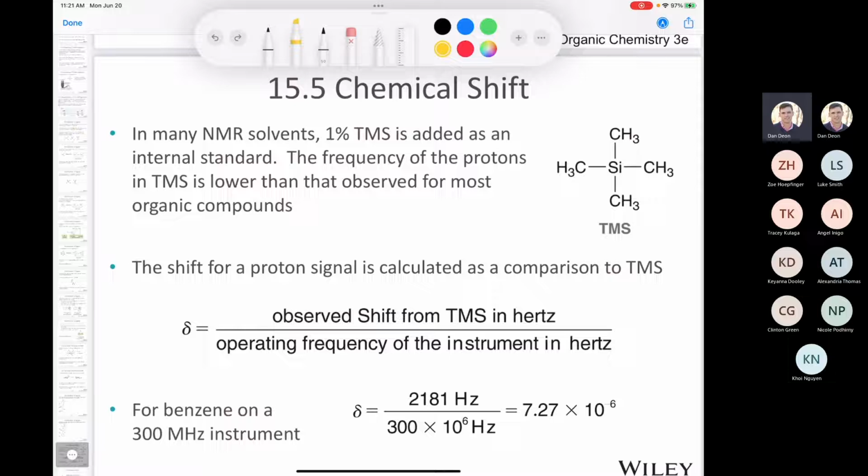It says here that in many NMR solvents, we add 1% of this compound called TMS. TMS stands for tetramethylsilane. So we have a silicon here, so it's a silane, and then we have 1, 2, 3, 4 methyl groups. Anytime you buy a solvent that you use for an NMR experiment, the supplier will always add about 1% of this compound into the solvent.